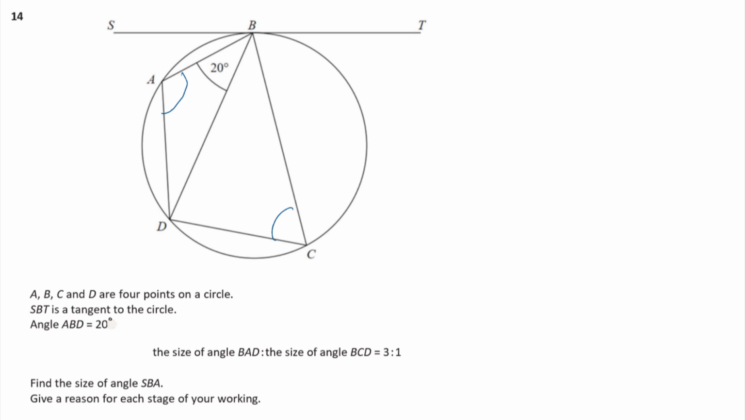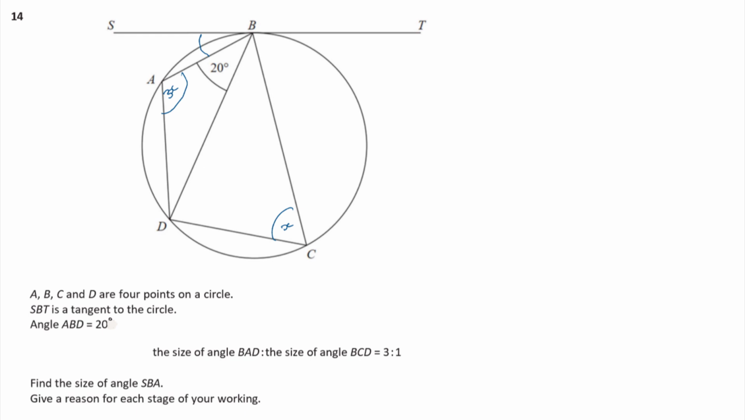So BAD is 3 for every 1 you've got in BCD. So I'm going to just show that as 3x and x, that one up there is 3 times bigger than the other one. Okay, and we want to find the size of angle SBA. SBA is that angle there.